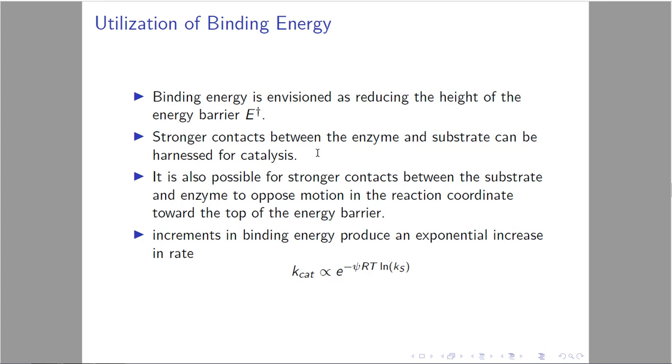Okay, so here kcat is proportional to exponential of minus the binding energy over RT, times ln KS. So if we have KS, the temperature, and the binding energy, we can see that the rate constant of catalysis depends on these three values. So we can increase the catalytic rate of production.